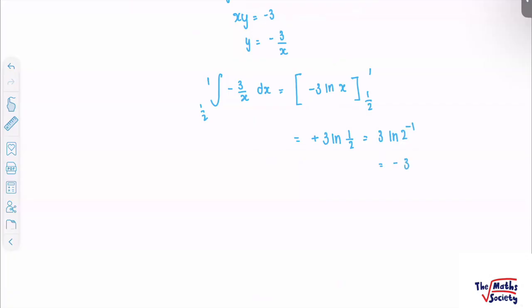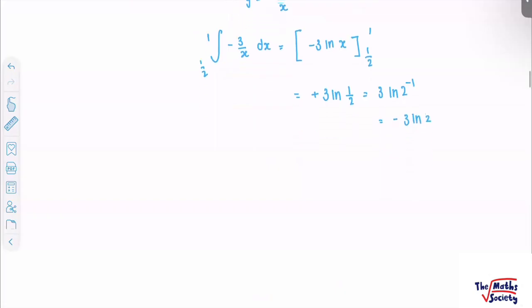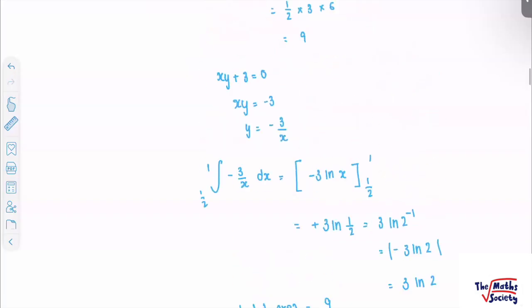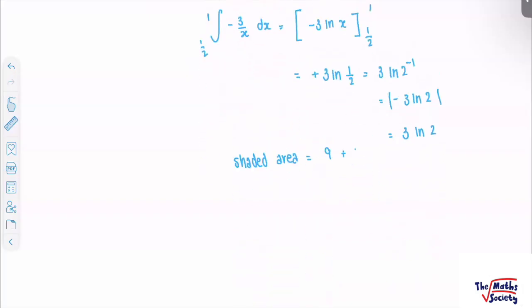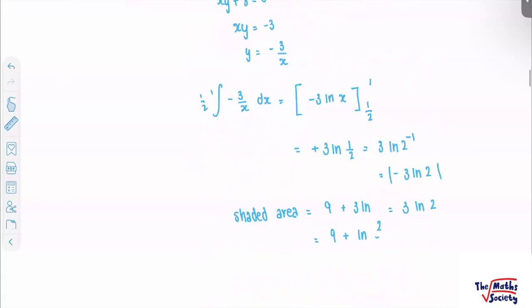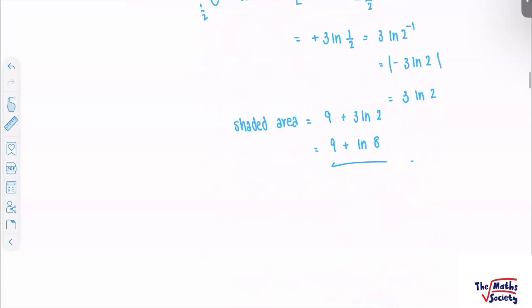There's just minus 3 ln 2. And then because we know that area can only be positive, it's just going to remain as positive. So we're just going to take 3 ln 2, and we're going to take out the negative. So we know the shaded area is going to equal, I believe it was 9, was it? Yep, 9 plus 3 ln 2, which is 2 to the power 3, 8. So it's 9 plus ln 8. And they ask you in the form p plus ln q. So, yep, p plus ln q in the form.